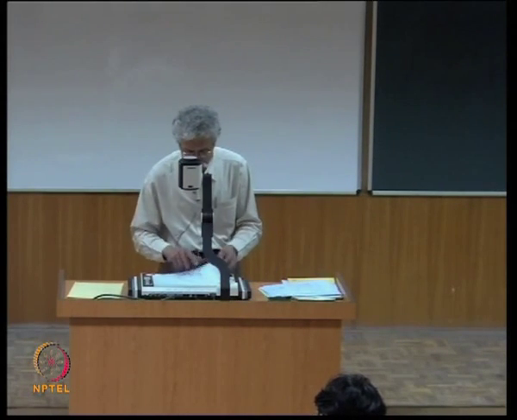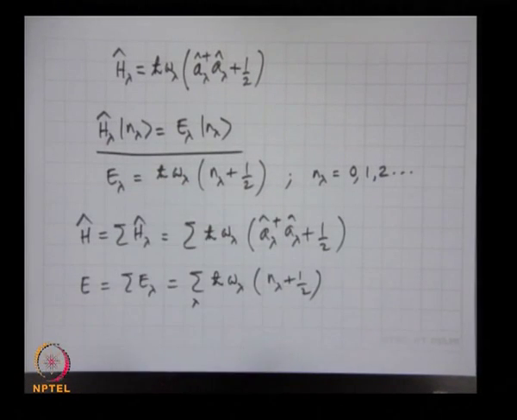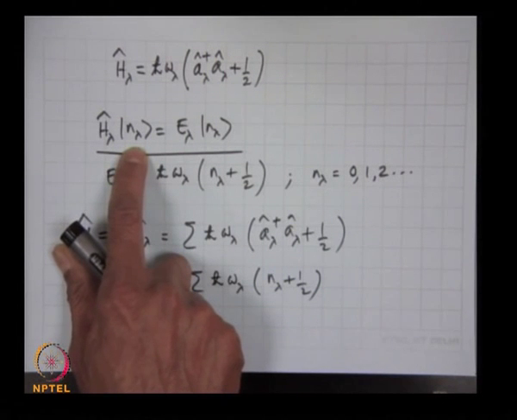Okay, what does the equation satisfy? Oh, here it is. Yeah, this equation. So for each lambda mode, there is an eigenket which is called the number ket, because it gives you the number of photons, or the excitation state, of that mode.